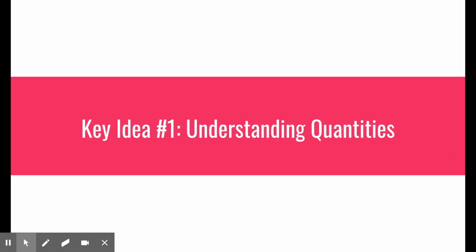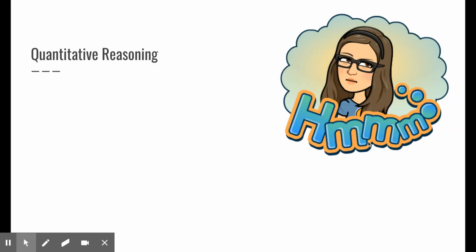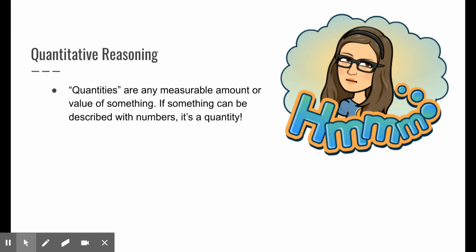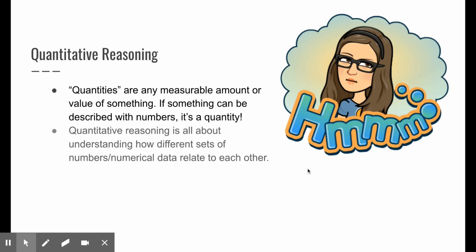So, key idea number 1 is understanding quantities, making sense of what you're working with, what numbers you're working with when you're in some sort of mathematical situation. So, quantitative reasoning deals with quantities, and quantities are any measurable amount or value of something. In other words, if something can be described with numbers, it's a quantity.